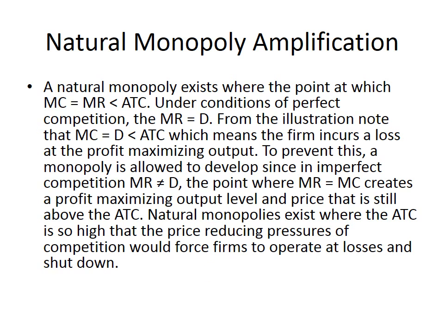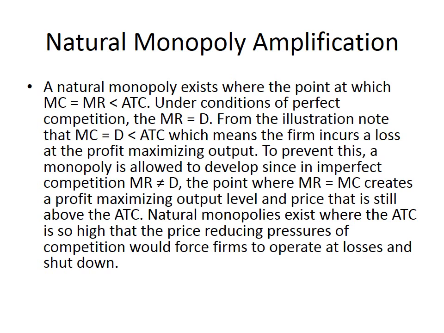Now, this is to amplify what we've talked about before in natural monopolies, and this is pretty much what I just said. I just want you to have a hard copy to read, and it's in the book as well, but it's difficult to really clearly explain because it's a fairly subtle idea in economics, but it's critical that we understand it. A natural monopoly exists where the point at which marginal cost equals marginal revenue is less than the average total cost curve. We just looked at that. Under conditions of perfect competition, the marginal revenue equals demand. Now, from the illustration that we just looked at, note that the point where marginal cost equals demand is less than the average total cost curve, which means the firm incurs a loss at the profit maximizing level of output.